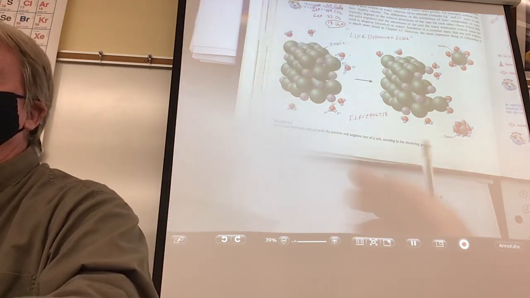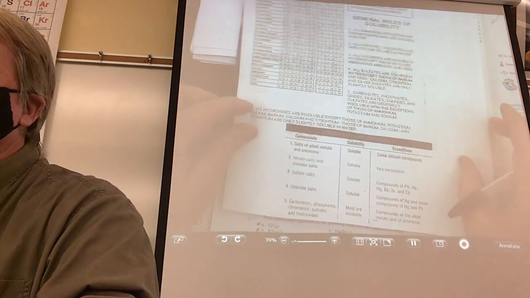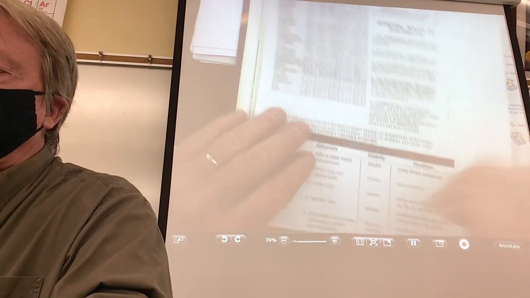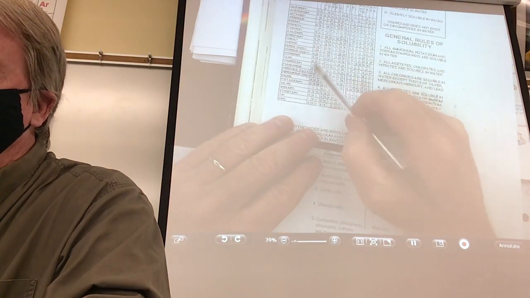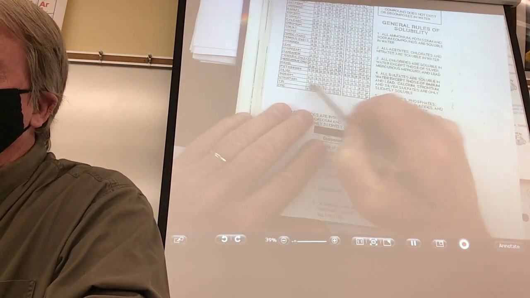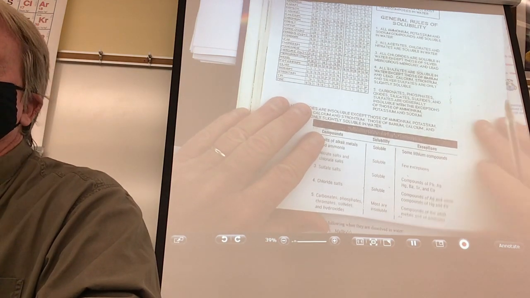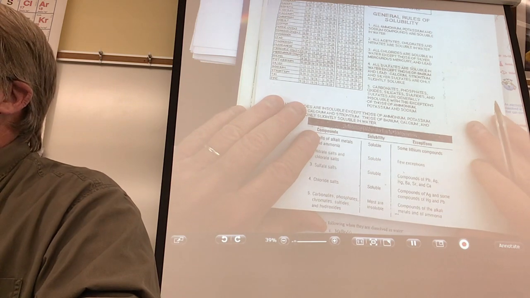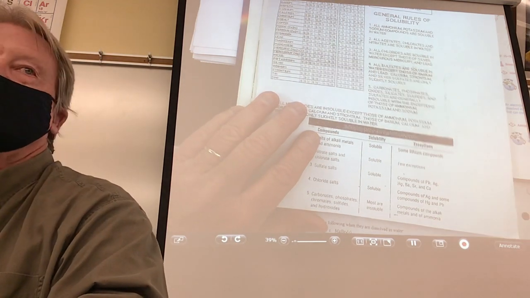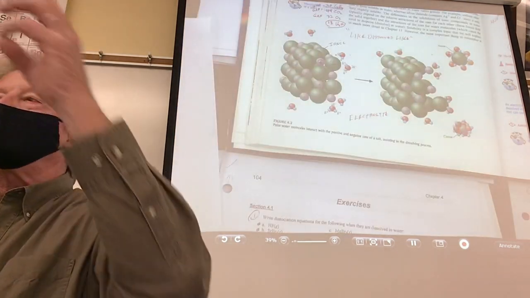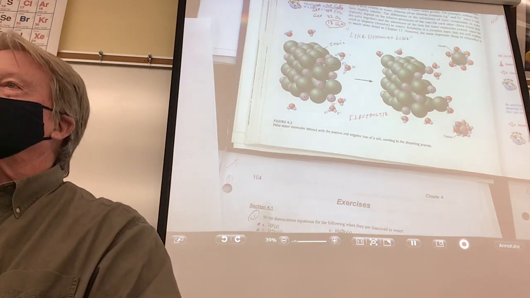If you look at the solubility chart, look right here. Sodium chloride, what does it say? Soluble. What does that mean? You put me in water, water's ability to take you apart is greater than your ability to stay together.